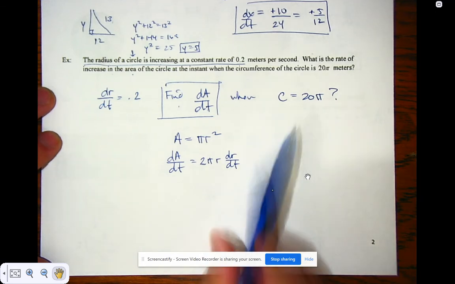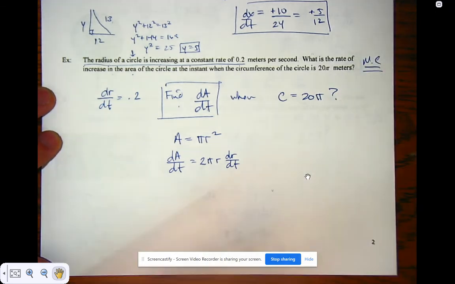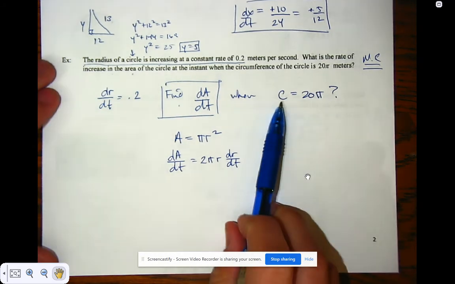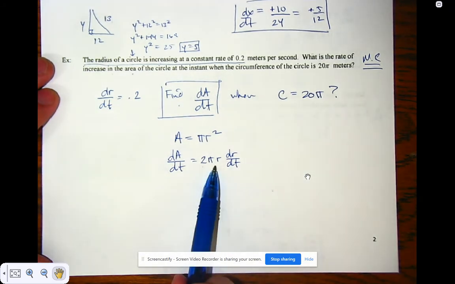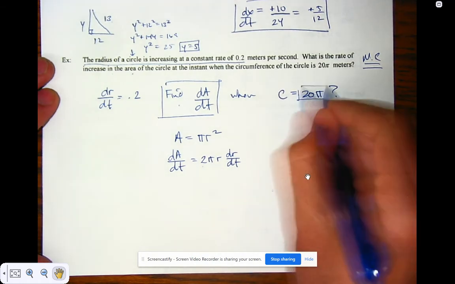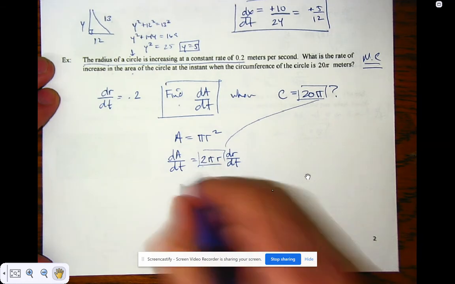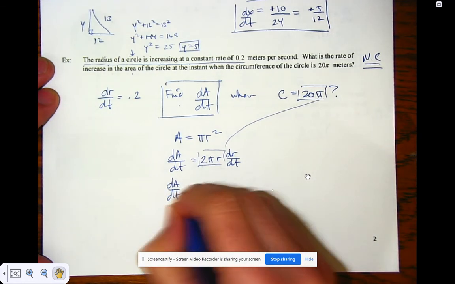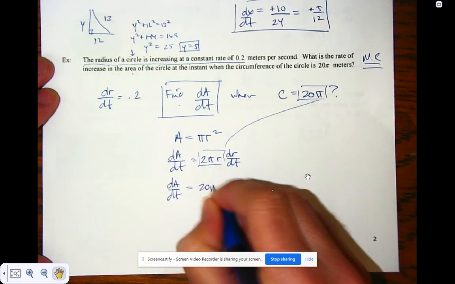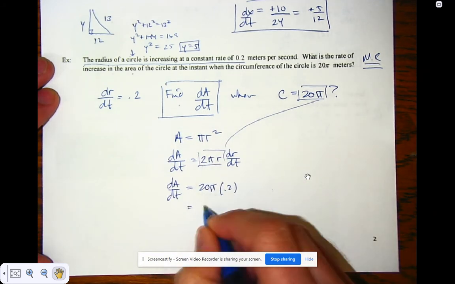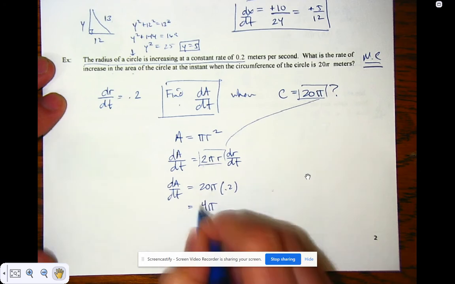This is an actual multiple choice question from years back. And it's kind of clever, right? Do you guys know that circumference is just 2 pi r? So right there can go right there. And so you could plug in and say, well, dA/dt is equal to 20 pi. dr/dt was 0.2. And so you'd get 4 pi as your answer.